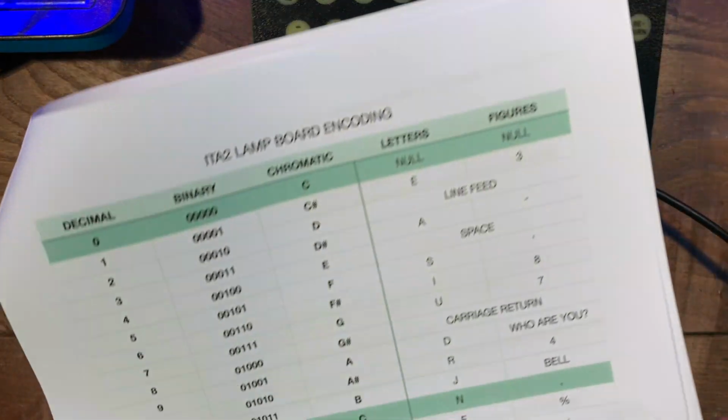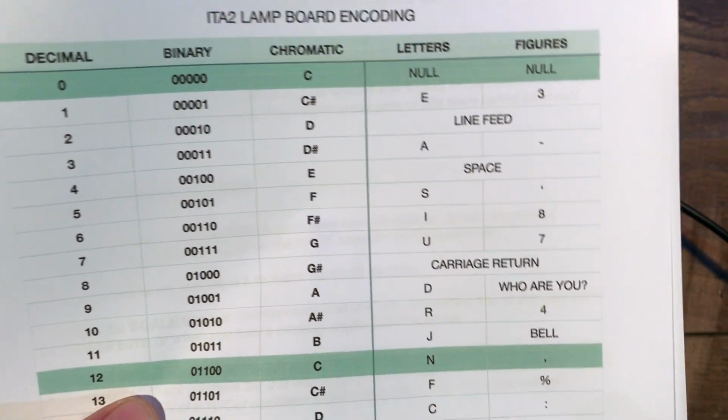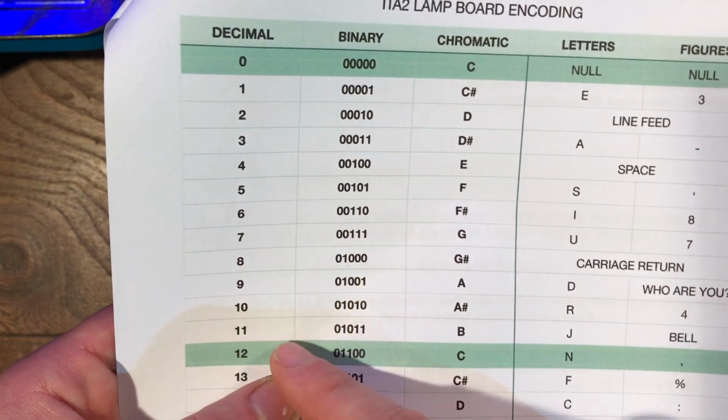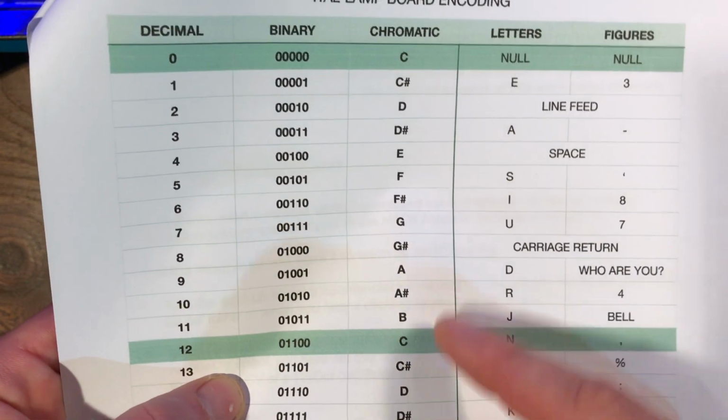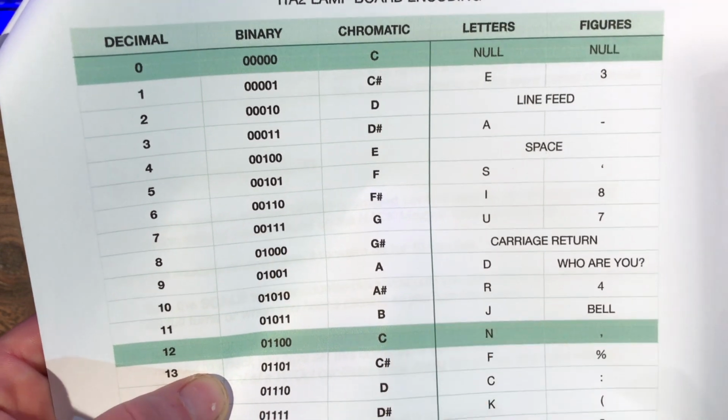And you can see in the user guide in the ITA2 lamp board encoding table that if you go up 12 characters, 1 octave here, C to C, you should be expecting an N to be lit up.